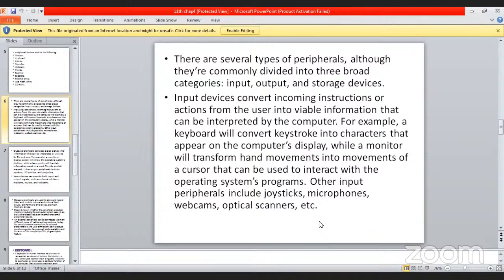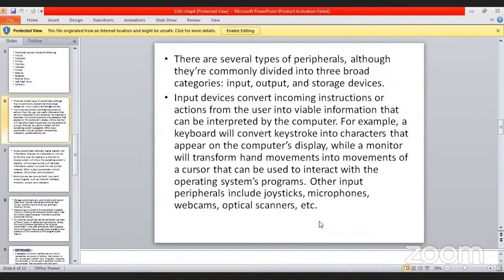Now we can see the first one. Input devices mainly convert the incoming instructions or actions from the user into information that can be interpreted by the computer. For example, the keyboard converts keystrokes into characters, because our machine or PC internally works only in binary code language, like 0 and 1.